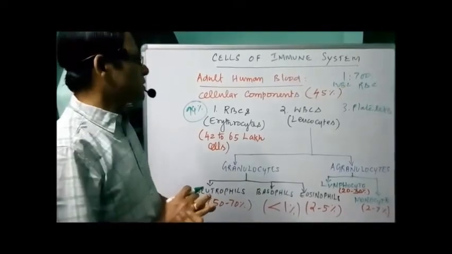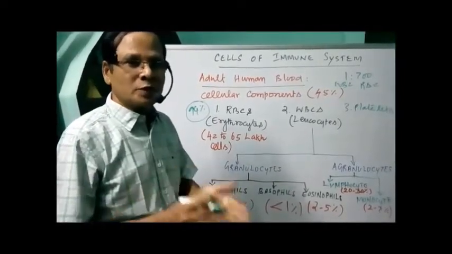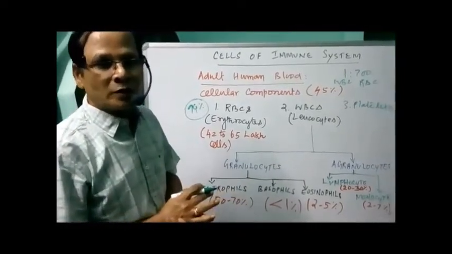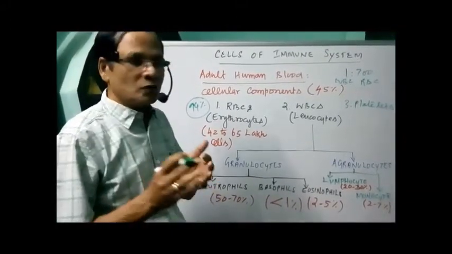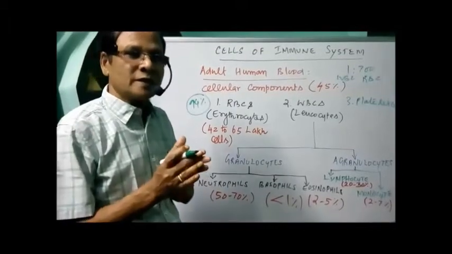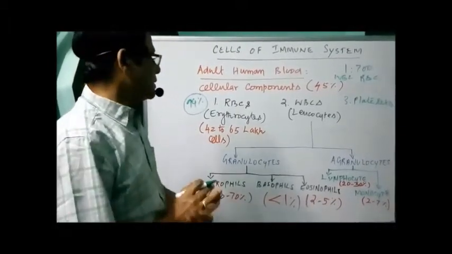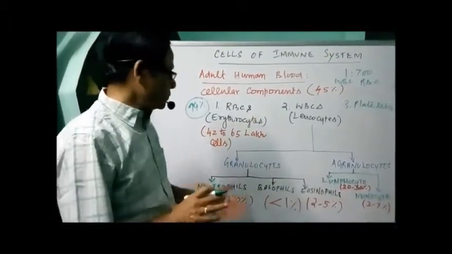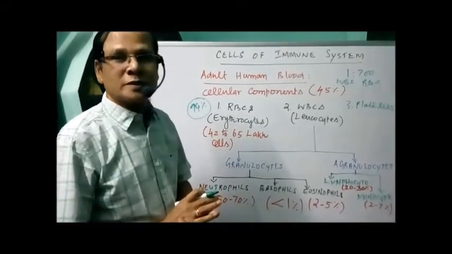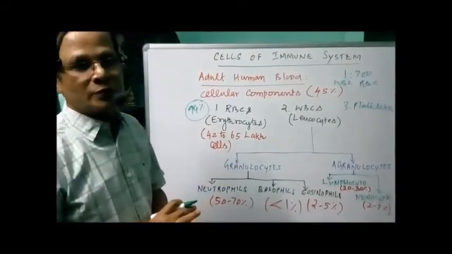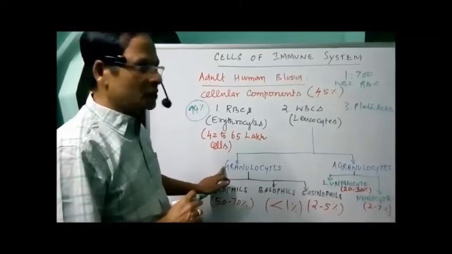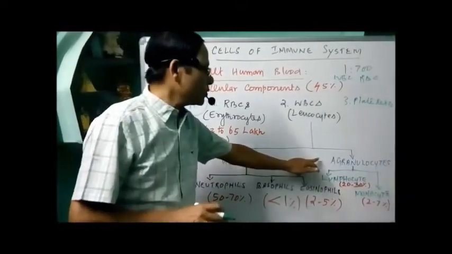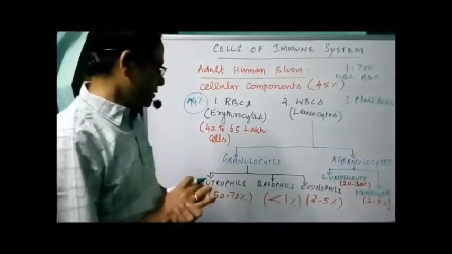These are the cells taking part mainly in the immune response, either in humoral immunity or cell-mediated immunity, that is, through antibody production or directly attacking the cells. Now the leukocytes are classified into two major groups based on the presence or absence of granules in the cytoplasm: granulocytes with granules in the cytoplasm, and agranulocytes without granules.